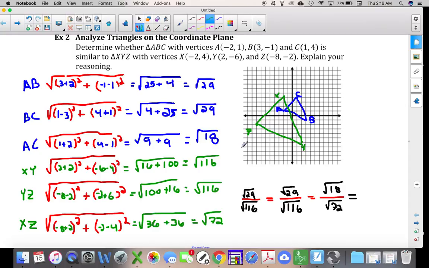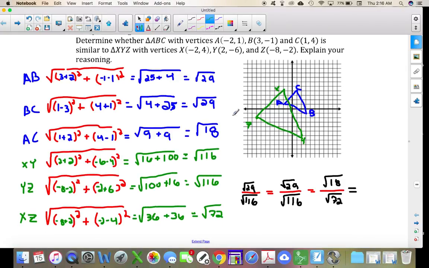So these ones are going to be slightly unpleasant when you do these on your homework assignment. You'll have to do the distance formula 6 times, which writing it out with this pen took me forever, but it shouldn't take you too long after you do it so many times. You kind of just can do it in your sleep. So for side AB, I got a square root of 29. Side BC, I got the square root of 29, and then AC, I got a square root of 18. XY was square root of 116, YZ was square root of 116, and XZ is the square root of 72.